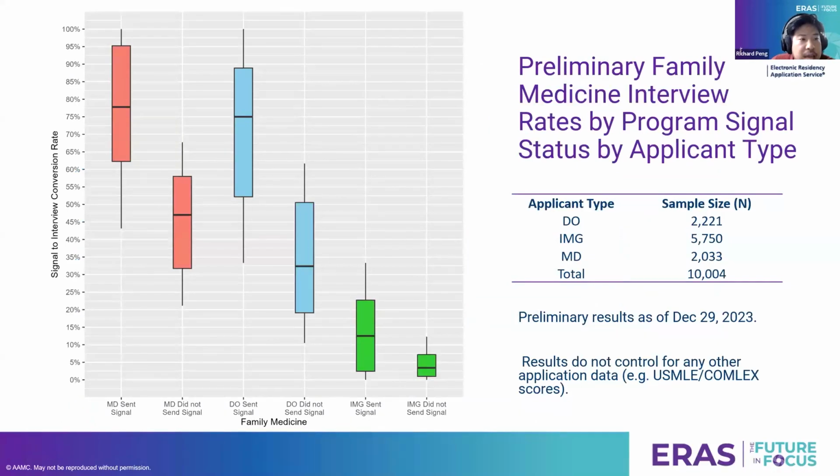Furthermore, when we take a look at family medicine preliminary data, this is a breakdown by applicant type for MDs on the left, DOs in the middle, and then IMGs on the right. Overall, the takeaway from this slide should be that the signaling improved everyone's chances of interview, regardless of the applicant type. But again, the preliminary data here is showing that the signaling boost may be stronger for MDs and DOs than for other applicant types.